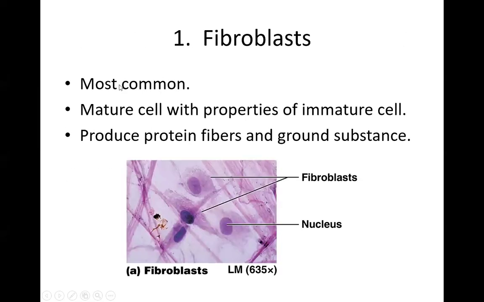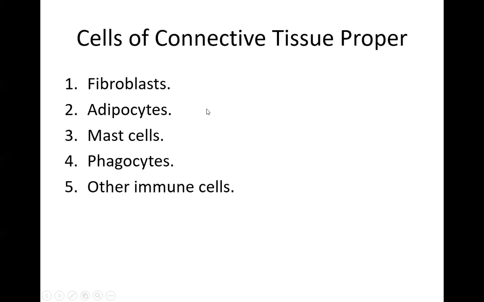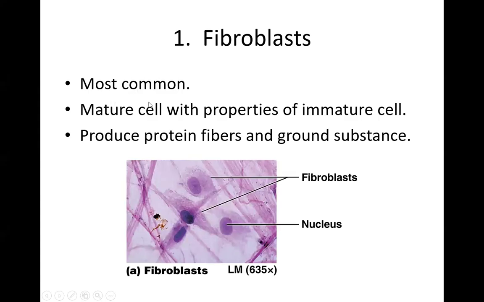Fibroblasts. We said that fibroblasts are important for scar tissue formation. These are the most common type of the connective tissue proper. They are mature cells with properties of immature cells. They produce protein fibers and ground substance.